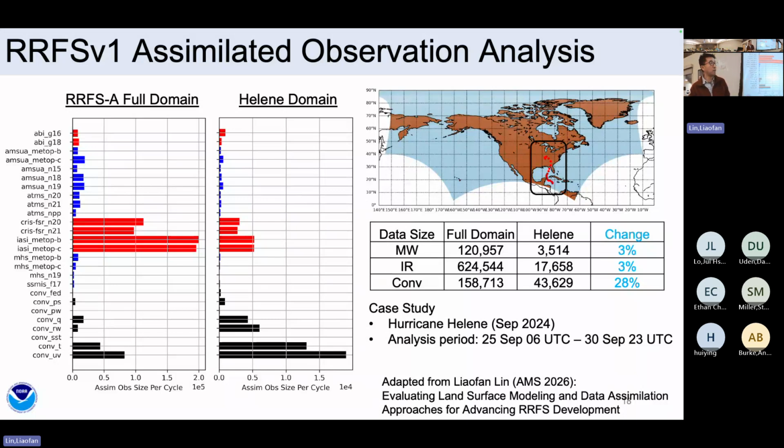And then I use the table on the right to summarize the difference between the Rufus domain and the hurricane domain. What stands out is you can see the satellite data, including the microwave and infrared observations, retains only 3% of the Rufus domain volumes. While the conventional observations retain approximately a third of the Rufus domain observations. So the next question is, why do the satellite observations drop so substantially over the hurricane domain, as you can see in the black box?